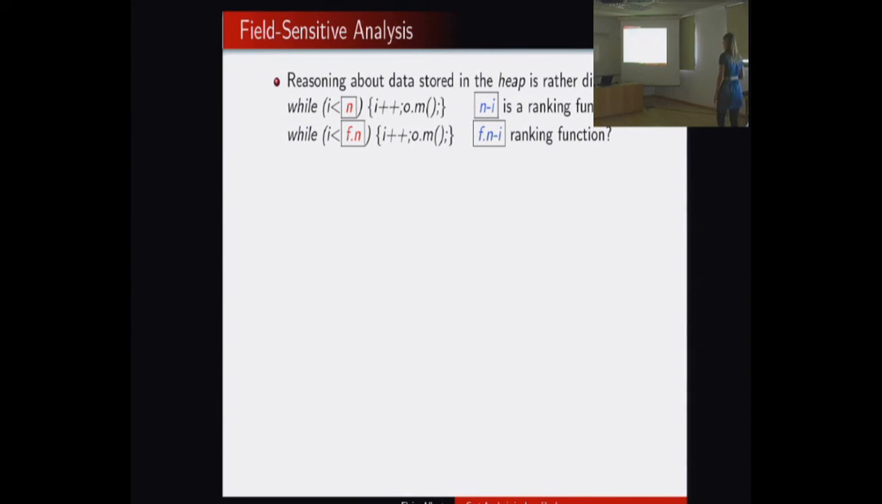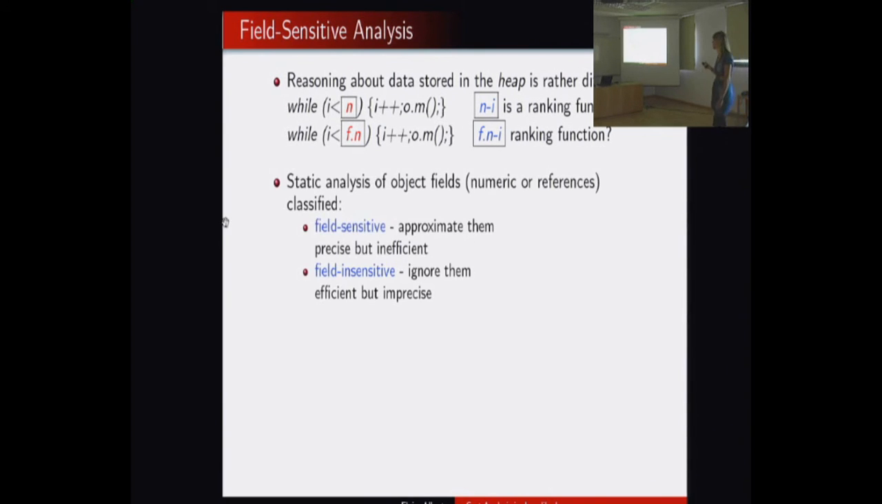They are pointing to the same object. And then it can well happen that method n is increasing my field. It's increasing n. So if this happens, this loop doesn't have an upper bound. Actually, it doesn't terminate. So finding that f.n minus i is a ranking function can be done, but it requires field-sensitive analysis.